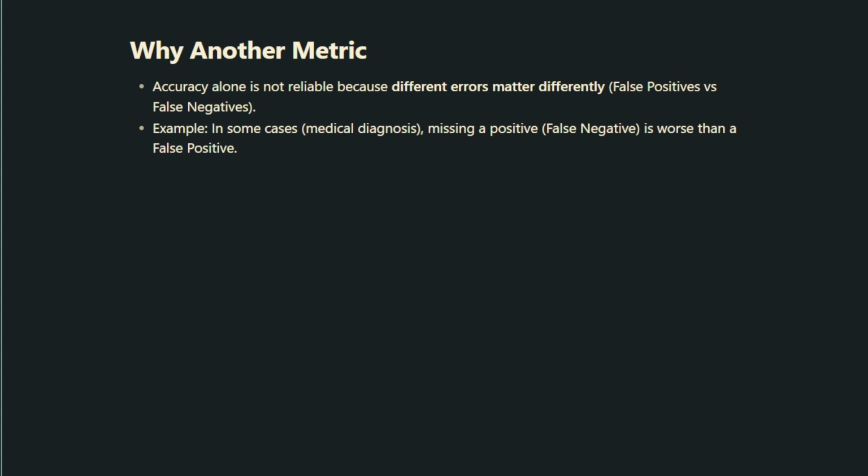So you see, accuracy alone does not capture this difference. That's why we need other metrics that can tell us more about how the model handles positives and negatives separately. And this is exactly where concepts like sensitivity and specificity and the ROC curve come into play. Now that we know accuracy is not always enough, let's move on to a very powerful tool, the ROC curve.